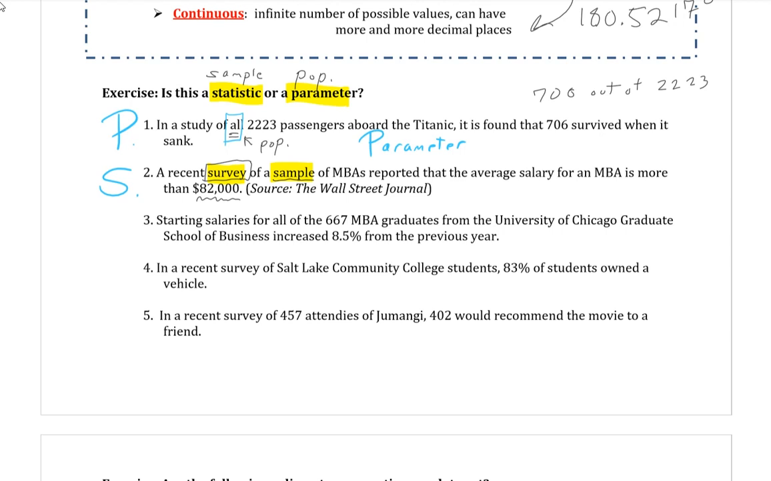For number 3, starting salaries for all 667 MBA graduates from the University of Chicago Graduate School of Business increased 8.5% from the previous year. So the 8.5% is the value that we're trying to describe, or really even the 667. But again, we have that same word we did in the first question. We have the word all right here, which means that we're describing every single graduate from the University of Chicago Graduate School of Business. Therefore, this is yet again a parameter.